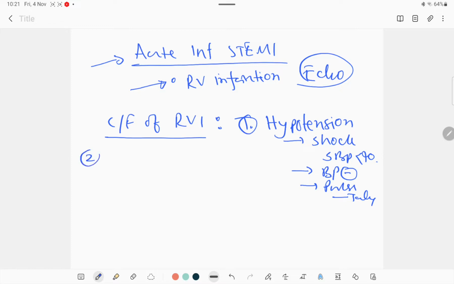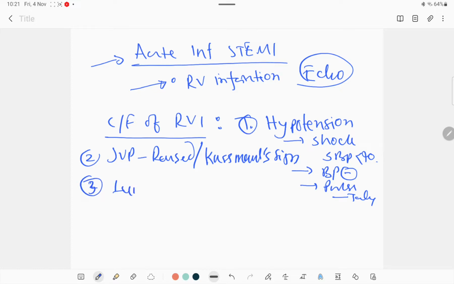The number two, JVP will be raised, having Kussmaul sign. Number three, lung base. Lung base will be clear, because the problem is with the right ventricle, not with the left ventricle. So lung base will be very clear. There is no rhonchi or no creps.